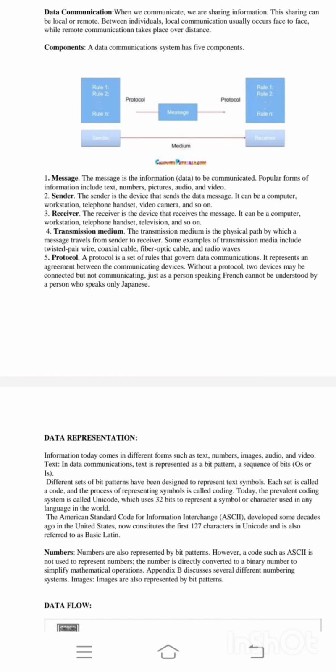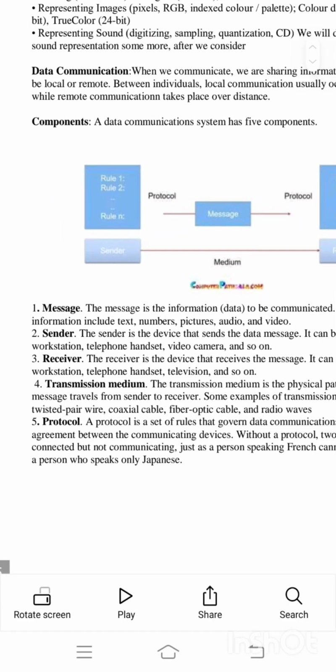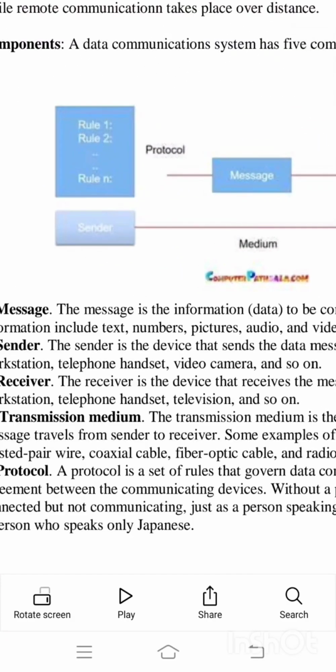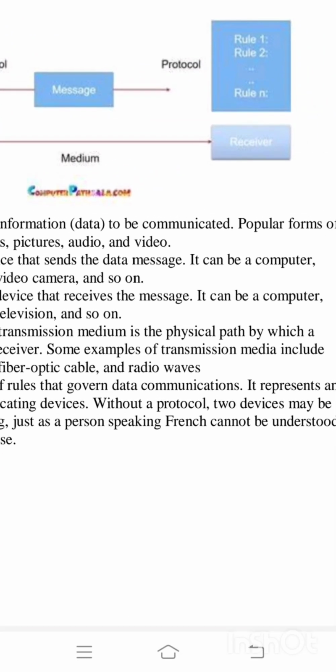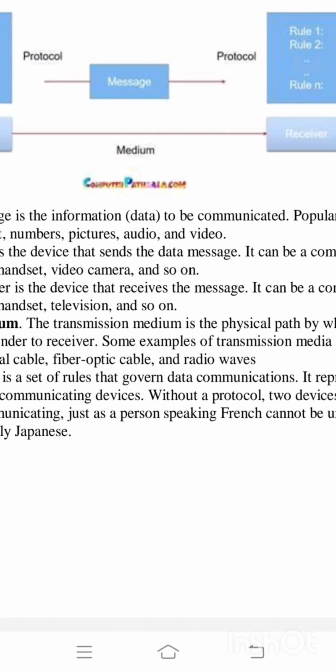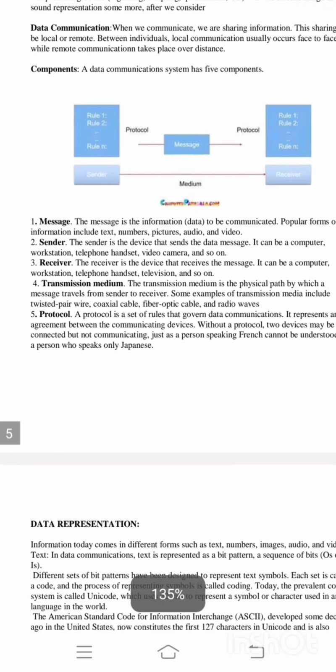Here the figure shows how the sender and receiver transport the message. There are some rules, rule 1, rule 2, and so on up to rule n, on the sender side, and also some rules on the receiver side. The protocol message can be sent from sender to receiver through a medium.